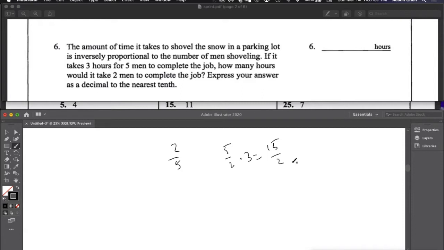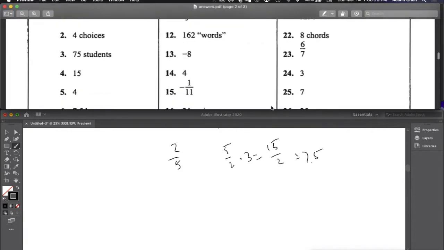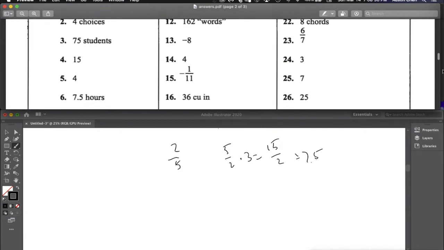So what Bill did was he solved for how much work a man does per hour. You can solve for that, then put it in the two men case, and find the hours for that. Or you can also just use the inverse proportionality. So if the hours is 15/2, then that's just 7.5. And yeah, we can see that is the correct answer.